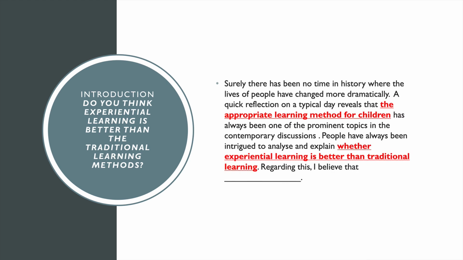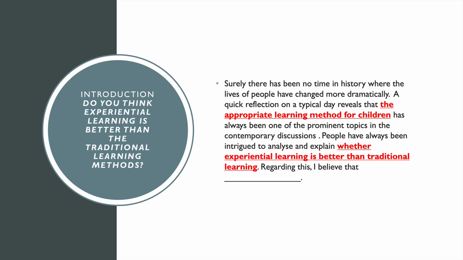Now see, the template is complete. Now I have written something there. In the first gap I have written the appropriate learning method for children. In the second gap I have written whether experiential learning is better than traditional learning, and in the third gap I have not written anything. So let's discuss for a minute how did I get this information.